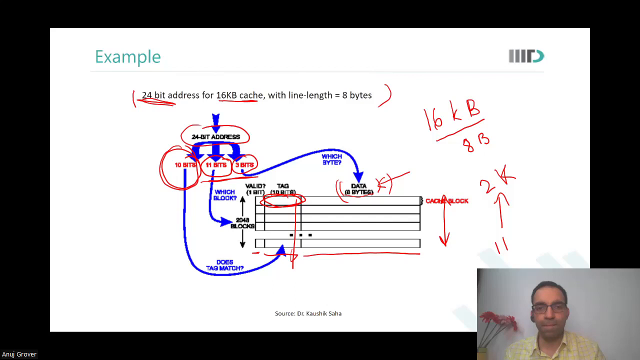So basically, tag is only the MSBs of the 24-bit address. Yes, that is one way to understand it. Yes, sir. Thank you, sir. Okay. Is it clear for everyone? Any questions?